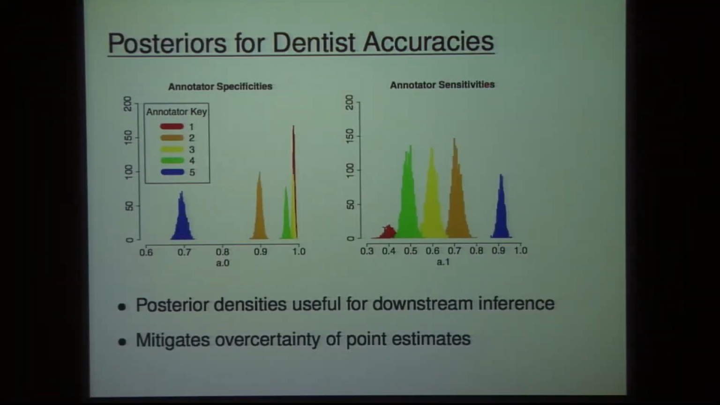Here's what the posteriors for the dentist accuracies look like. This is what theta looks like essentially, but we've only got 2 outcomes, right? So the annotator specificity is the probability that they're going to correctly reject a negative example, and the sensitivity is the probability that they're going to correctly accept a positive example. So we see dentist number 5 has a very low specificity and a very high sensitivity, as we'd expect.